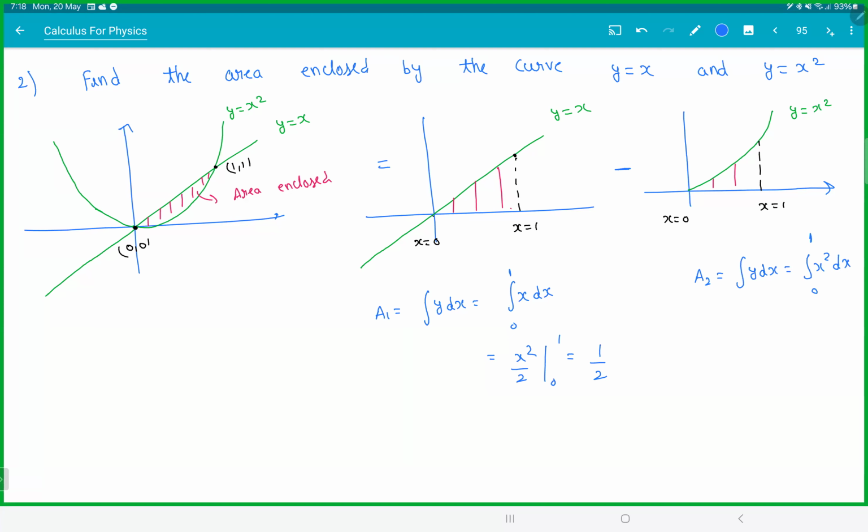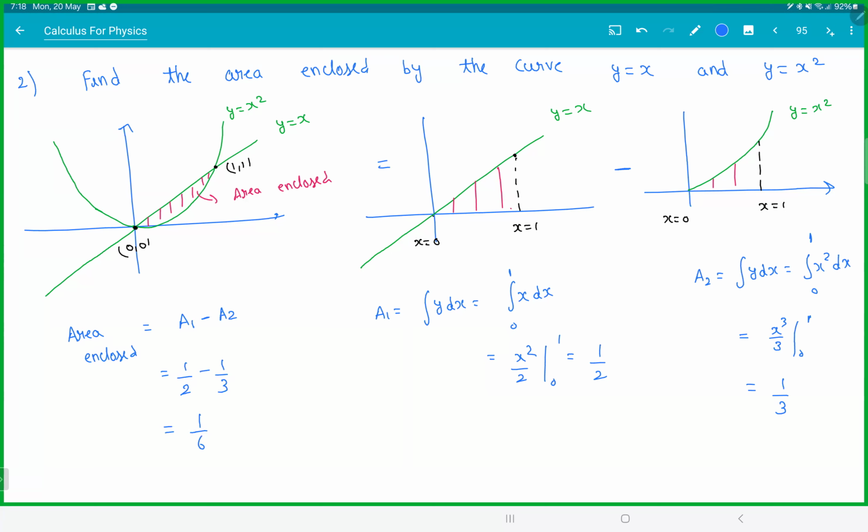Find the area under the curve. So this guy would be x cubed by 3. Limits will go from 0 to 1. This is 1 by 3. So this area enclosed will be the area under the line minus area under the curve. So half minus 1 by 3 is 1 by 6.